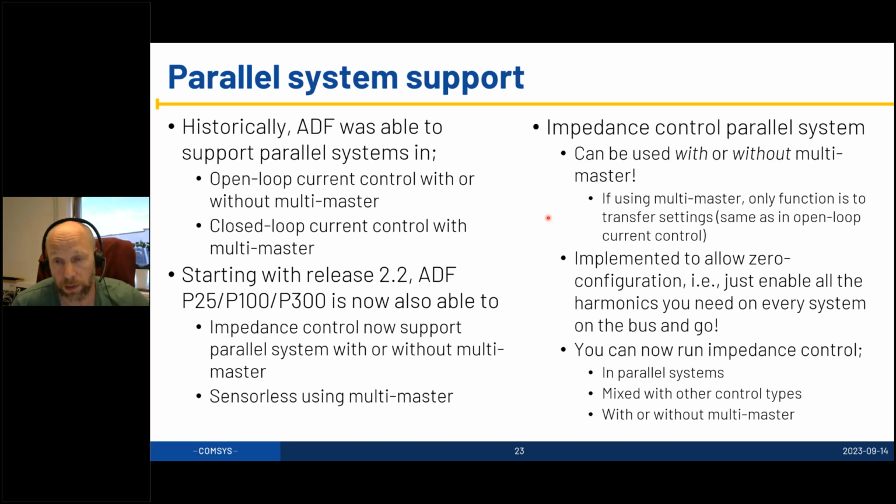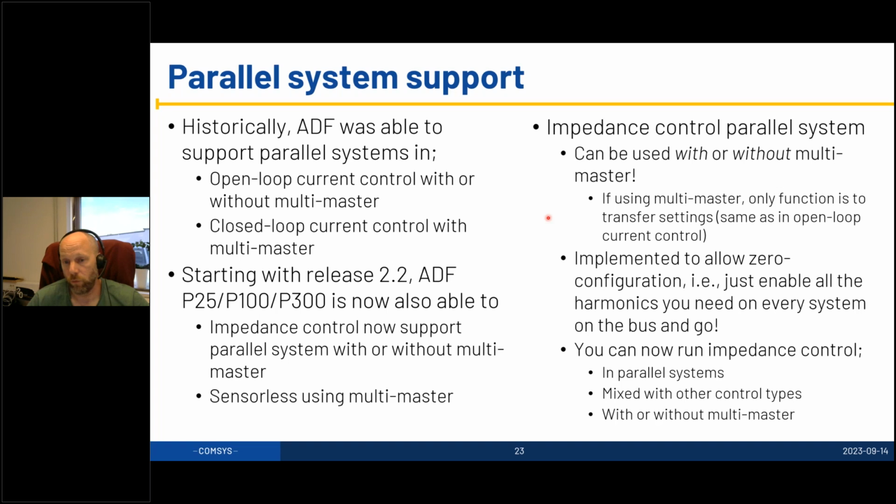And what it means when I enable multimaster for impedance control is that it's actually just propagating the settings. Impedance control by itself is implemented in a way that the systems will not start to compete. And we're doing that with a control trick that unfortunately is not possible to do in sensorless or in current control in the same way. But it allows you to have parallel systems with basically zero configuration. You simply just enable the harmonics you need on every system on the bus, and then you go.